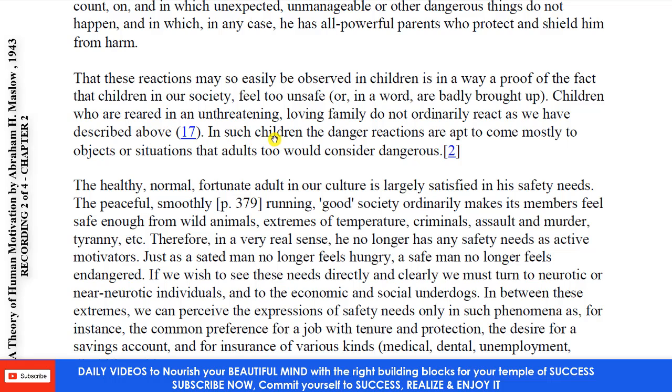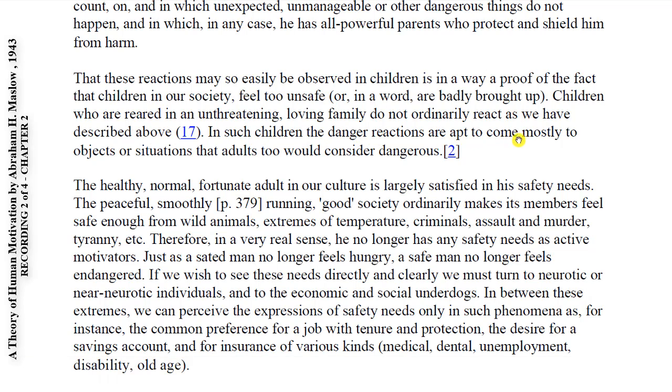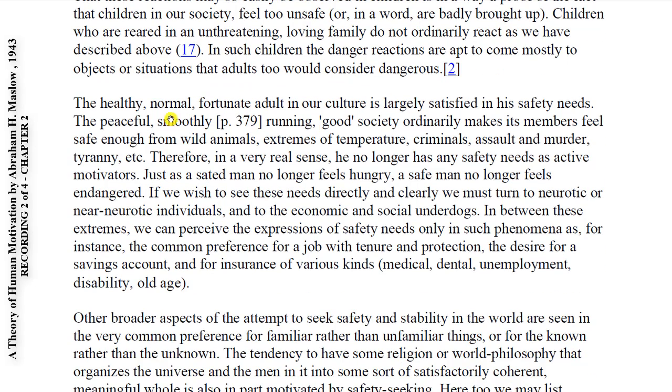In such children, the danger reactions are apt to come mostly to objects or situations that adults too would consider dangerous. Note: a test battery, quote-unquote, for safety might be confronting the child with a small exploding firecracker or with a bewhiskered face, having the mother leave the room, putting him upon a high ladder, a hypodermic injection, having a mouse crawl up to him, etc. Of course, I cannot seriously recommend the deliberate use of such tests, for they might very well harm the child being tested.